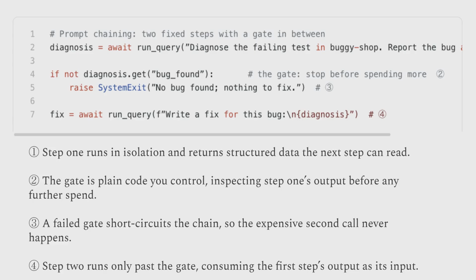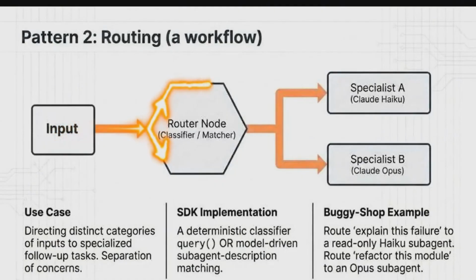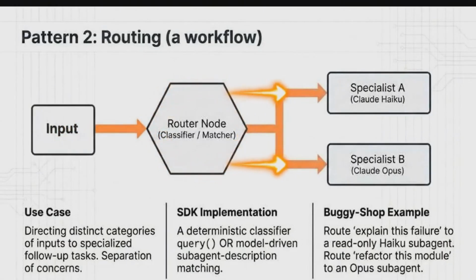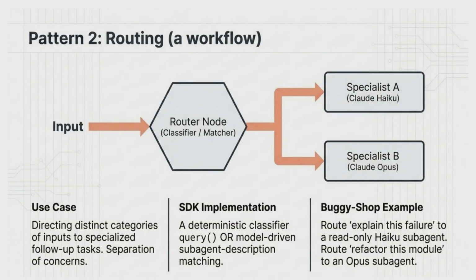Pattern 2, routing, a workflow. Routing classifies an input and directs it to a specialized follow-up task. It buys you separation of concerns. A prompt tuned for refunds does not have to also be good at technical support. Use it where there are distinct categories that are better handled separately and where classification can be handled accurately. The SDK gives you 2 ways to route. The model-driven way is sub-agent description matching. Define specialists with sharp description fields, and the parent agent routes work to whichever fits.